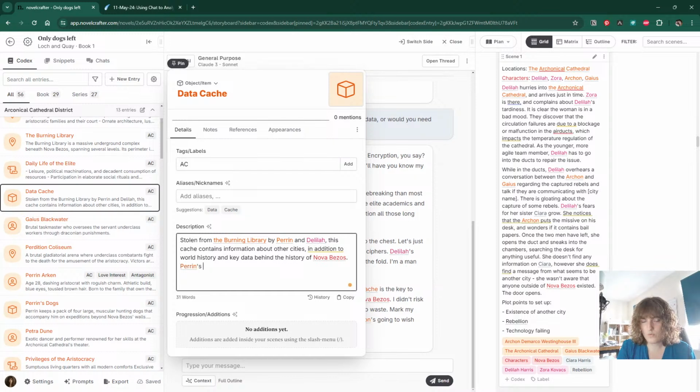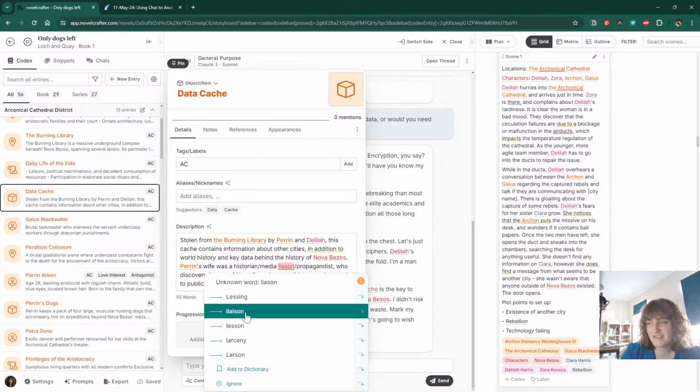Perrin's wife was a historian who discovered many of Nova Bezos's secrets and history, and wanted to publicize it, but was killed off to stop her. I'm imagining the historian role is almost like a propaganda kind of thing, and then when she learns the truth through her genuine research, it changes things.